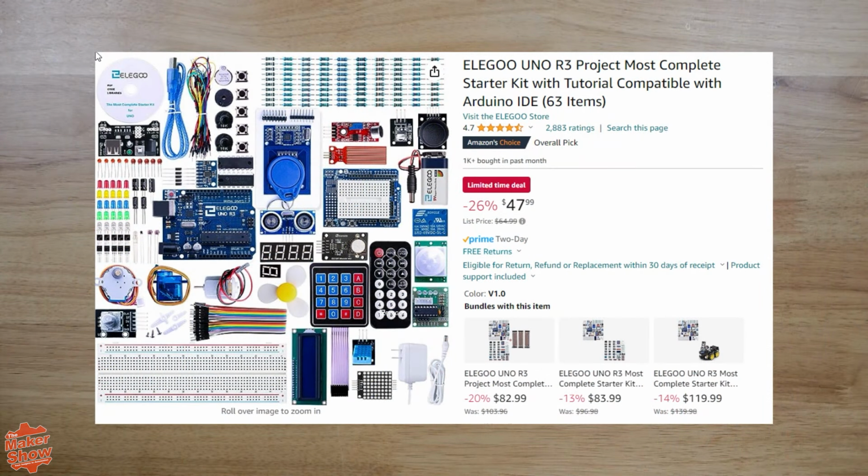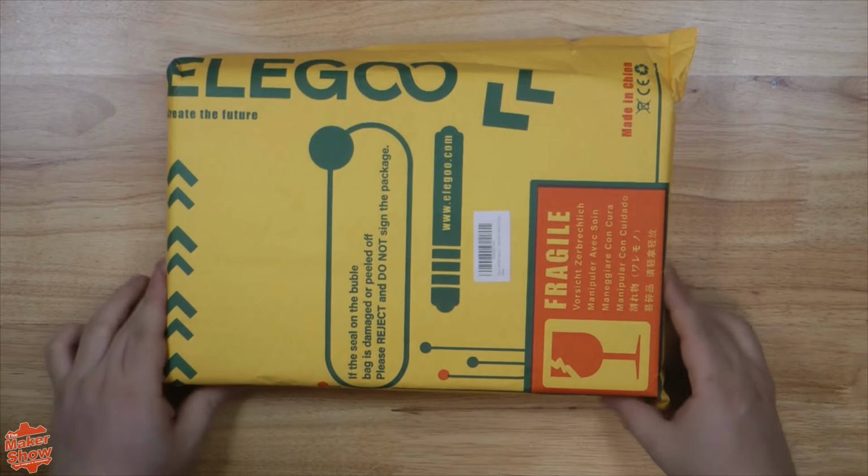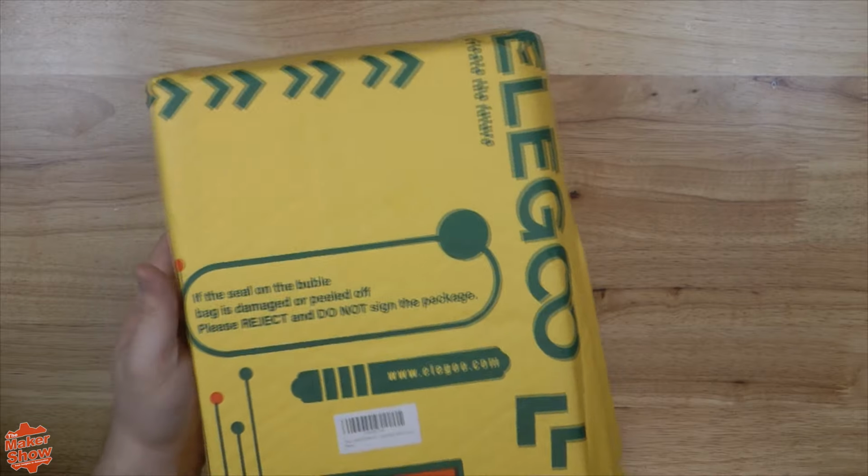Kit number 4, the Elegoo Most Complete Starter Kit, coming in at around $45. Amazon's choice, and easily the most reviewed kit on the platform, this Elegoo kit is propped up as the go-to Arduino kit to get your hands on. Is it as good as its popularity suggests? Let's see how it compares to the previous kits.